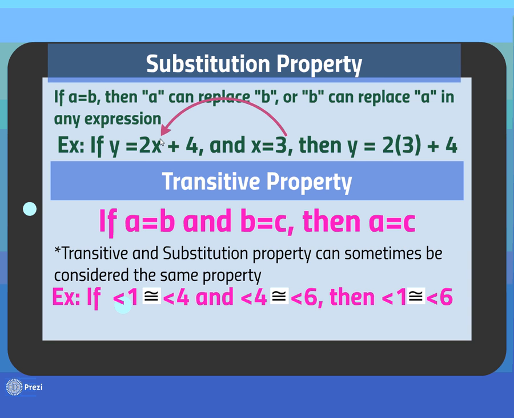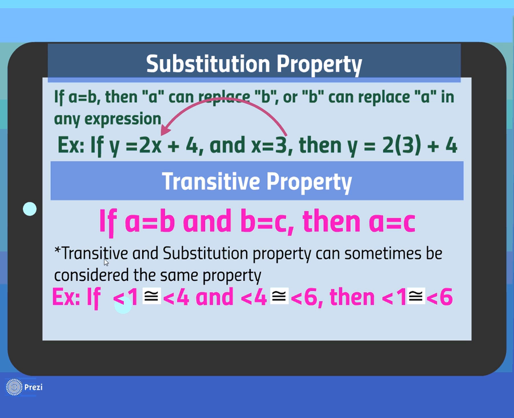So that x will transform into a 3. Okay, so that is the substitution property. Alright, the next property is very similar to the substitution property, but it is called the transitive property. So it kind of has a substitution quality to it. So the transitive property has a nice rhythm to it, a nice flow.